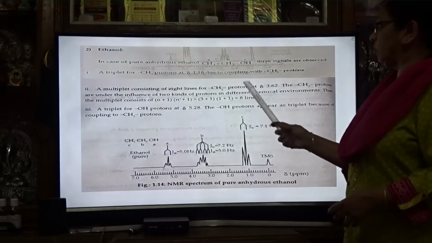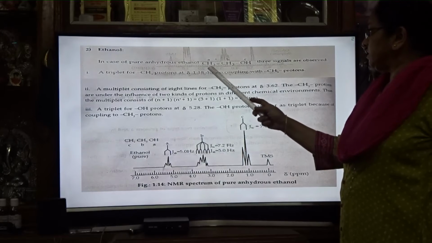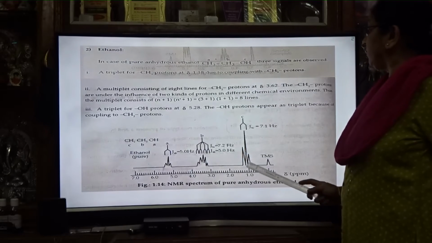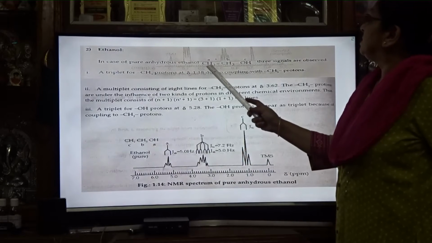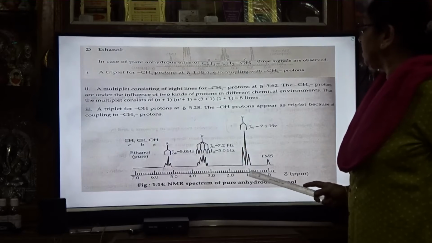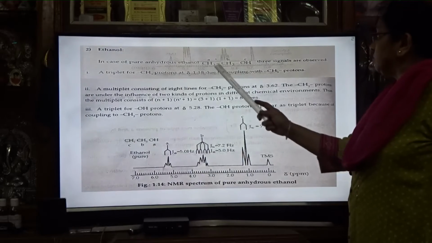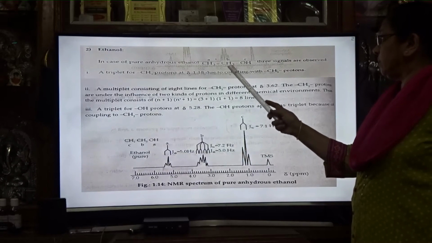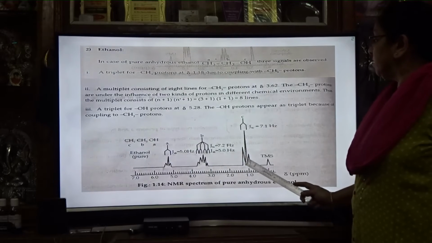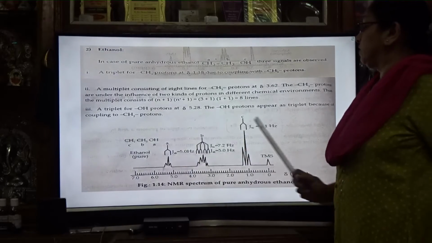Next example is ethanol. So here there are 3 types of protons: CH3, CH2 and OH. So OH has this peak, then CH3 is a triplet, and CH2 is a quartet. CH3 is a triplet because on the neighboring carbon there are 2 protons, N plus 1, that is triplet, and CH2 has a neighboring CH3 with 3 protons, so 4. CH2 has a quartet and CH3 has a triplet. So this is the signal of TMS, and this is the signal of OH.